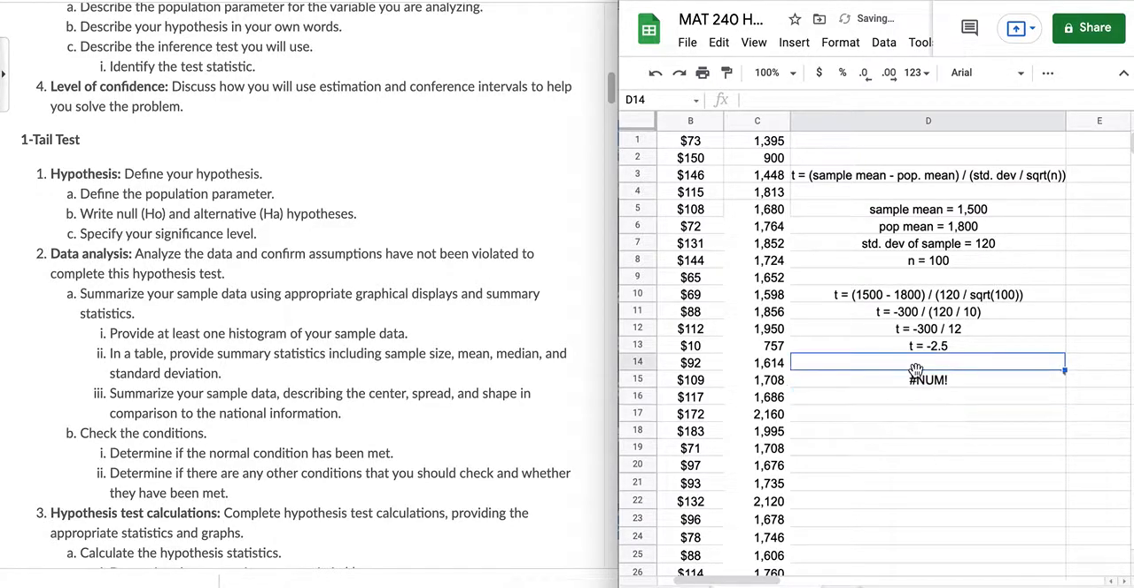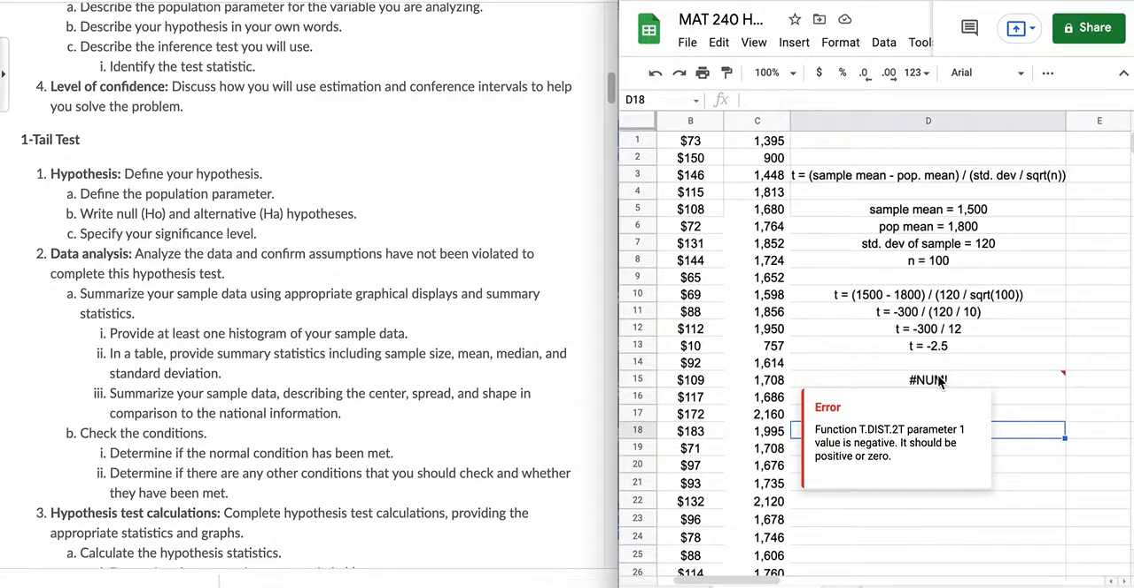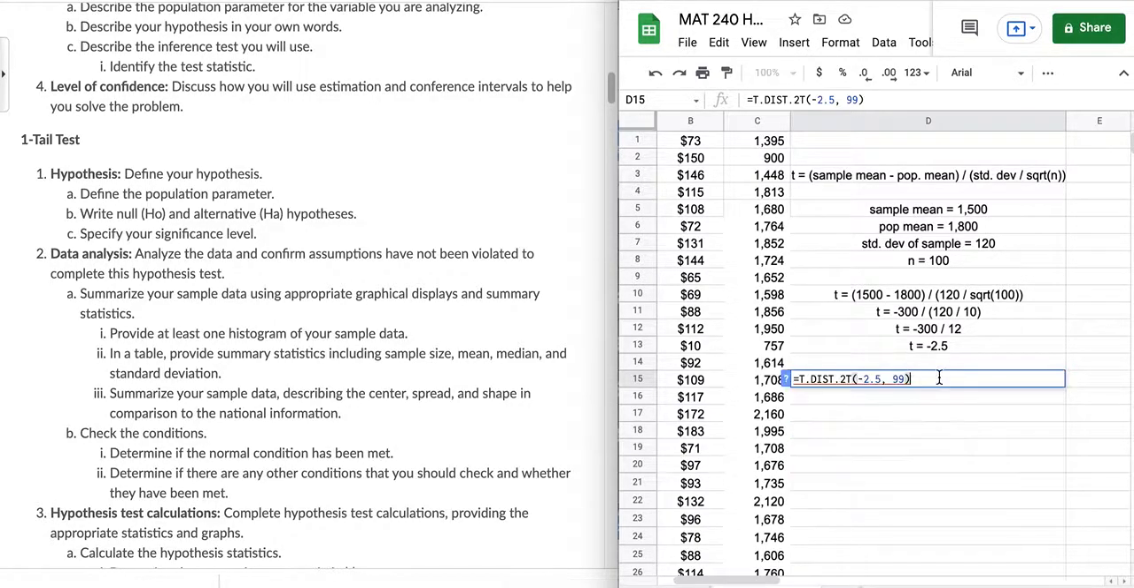Oh, it says number. I think this is the part where I had to look it up last time. It should be positive or zero, because it's two-tailed. So if you get a negative t-value, just use the positive version, the absolute value of it. The reason is that in a two-tailed test, the significance of 2.5 is just as far away as negative 2.5 is. So I guess Excel can't accept negative values.